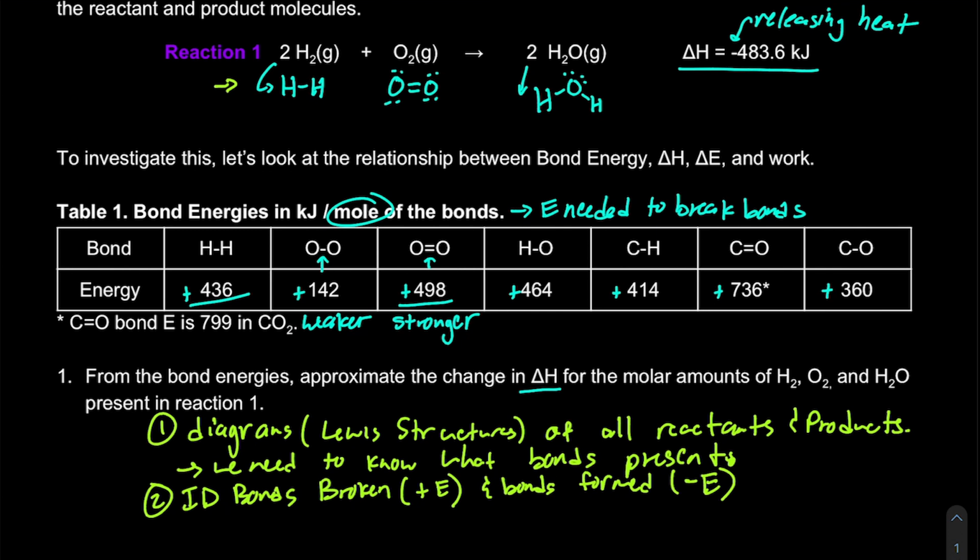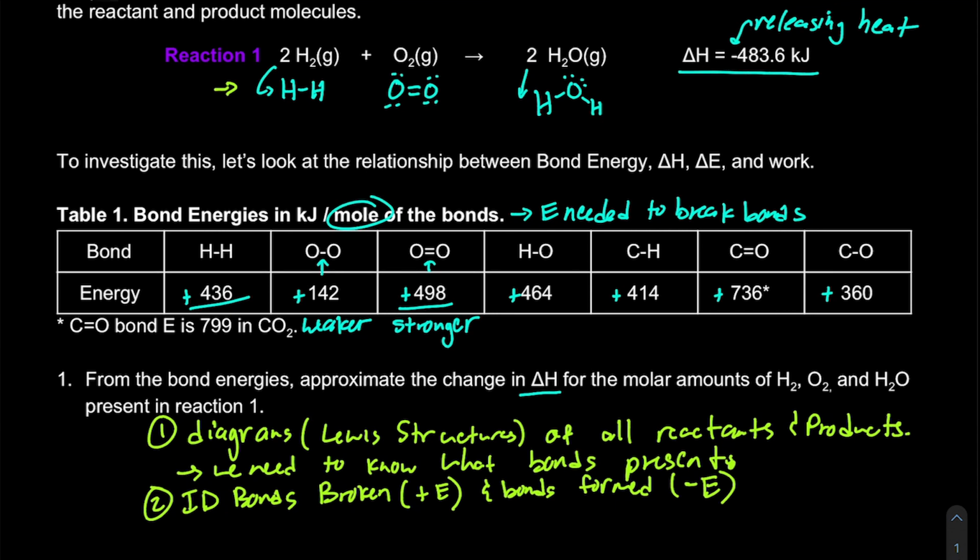Now let's go ahead and do that with our reaction here. If we go back up and look at our reaction, we notice that we have one hydrogen-hydrogen bond for every hydrogen molecule, and we also have two of those. So for our reactants, we notice that we have two hydrogen-hydrogen bonds. We also have one oxygen-oxygen double bond. And then we go to our products, and we think, how is this going to connect back to our energies?